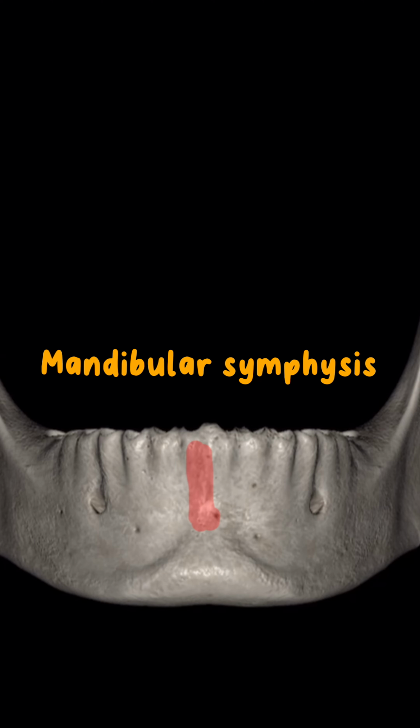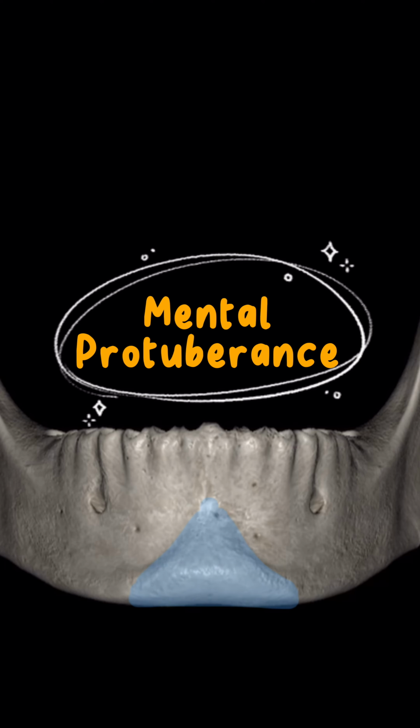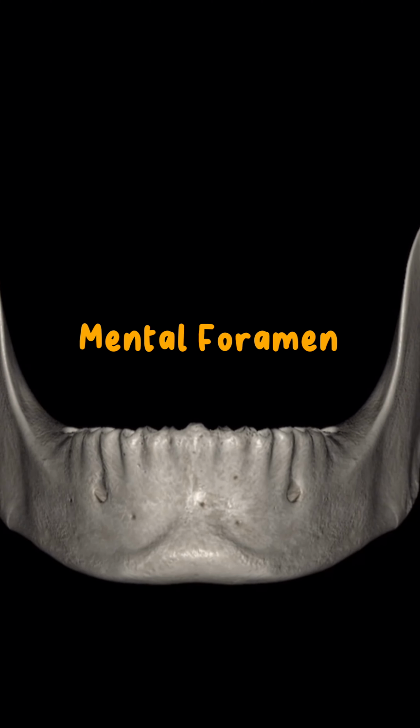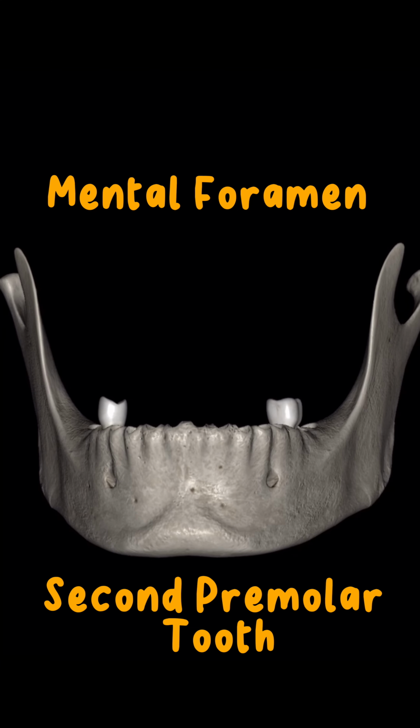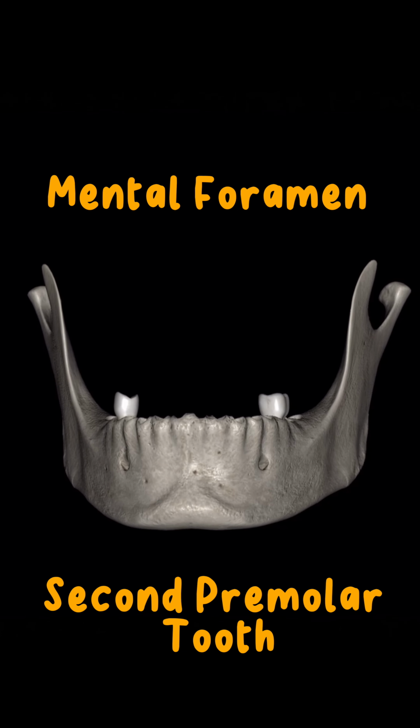The mandibular symphysis is a small ridge which represents the fusion of the two halves of the bone during development. Around the symphysis is the mental protuberance, which forms the shape of the chin. And lateral to the mental protuberance is the mental foramen, which is located below the second premolar tooth on each side. It acts as a passageway for neurovascular structures.